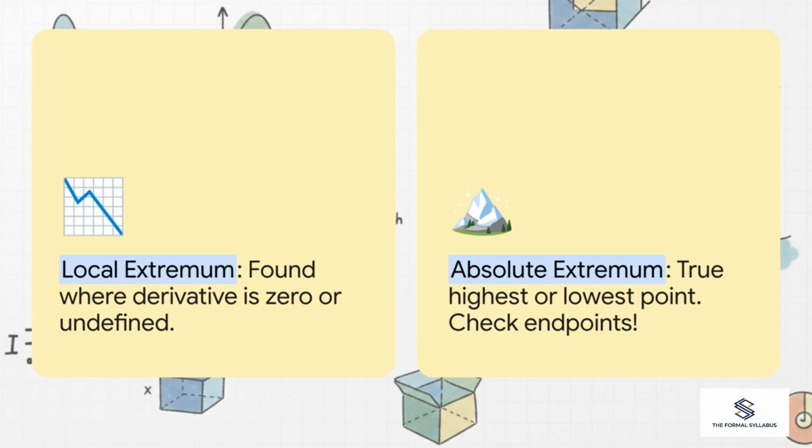Finding the critical point is literally only half the battle. You have to take those critical points and the endpoints of your defined domain and plug them all back into your original objective function to see which one actually yields the greatest or smallest value.